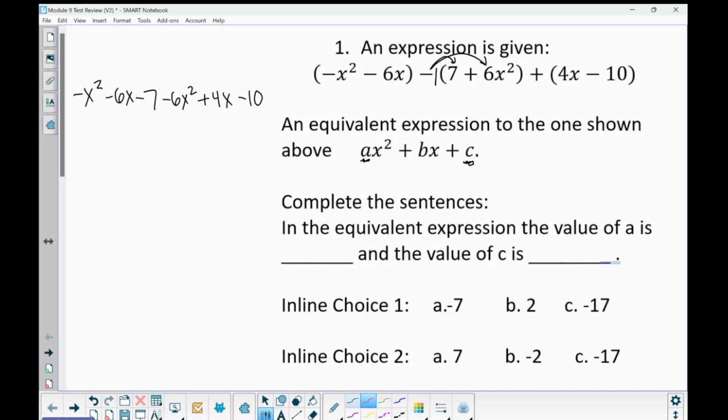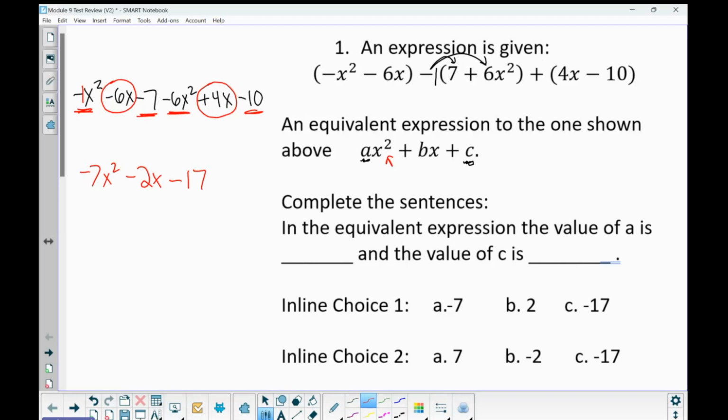I go from highest degree to lowest degree. So if we notice, the x squared goes first because it's the highest degree. So I'm going to grab x squared and x squared. -1x squared minus 6x squared is -7x squared. Now I go with the -6x and the positive 4x, and that's going to give me -6 plus 4 is -2x, and finally -7 and -10 gives me -17.